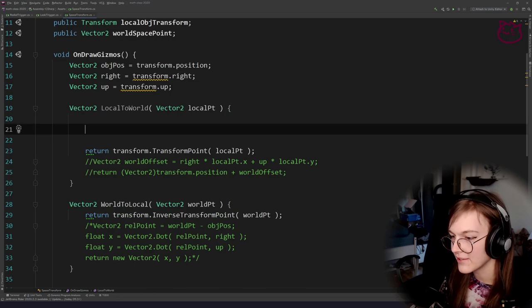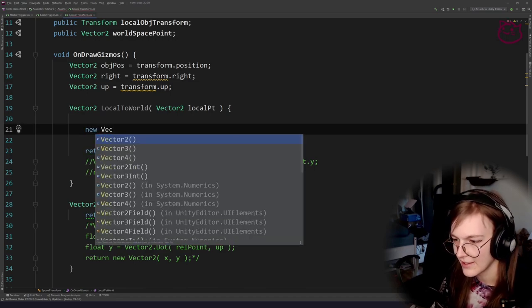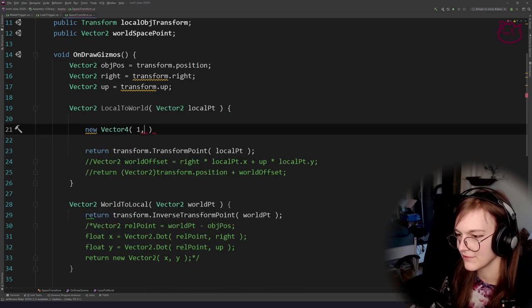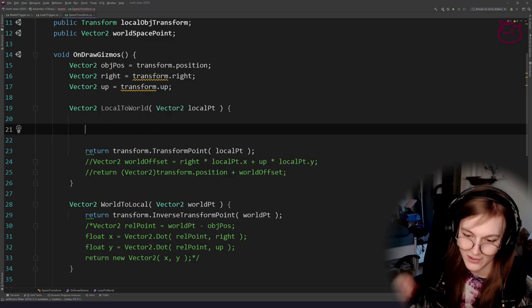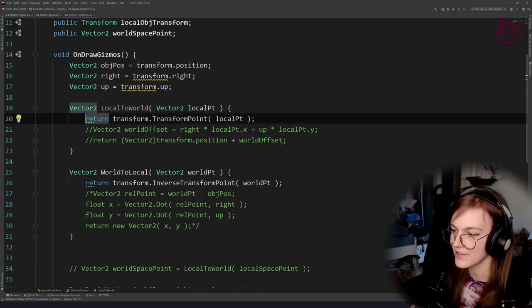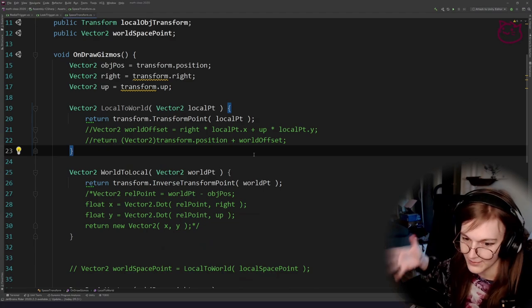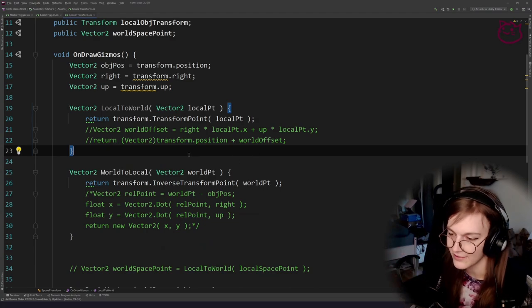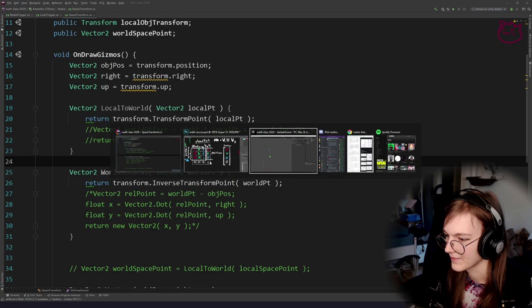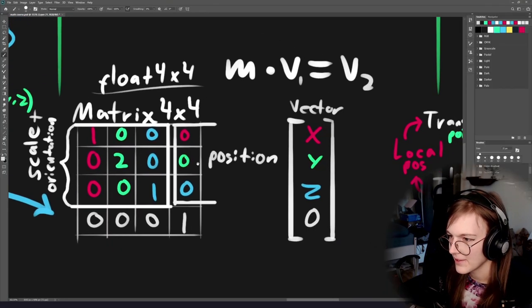Whereas if you were to use the matrix manually, you would have to do like new vector 4, and you would need to specify the W component manually to say which type of transformation you want to do, if it's just a vector or if it's a world space position that you want to transform. Okay. Any questions about that?